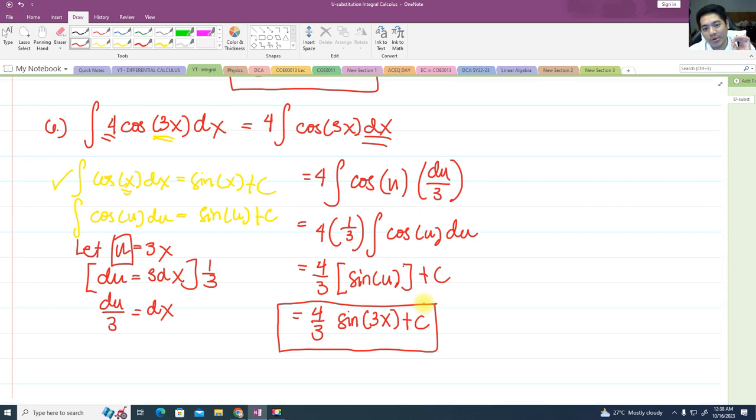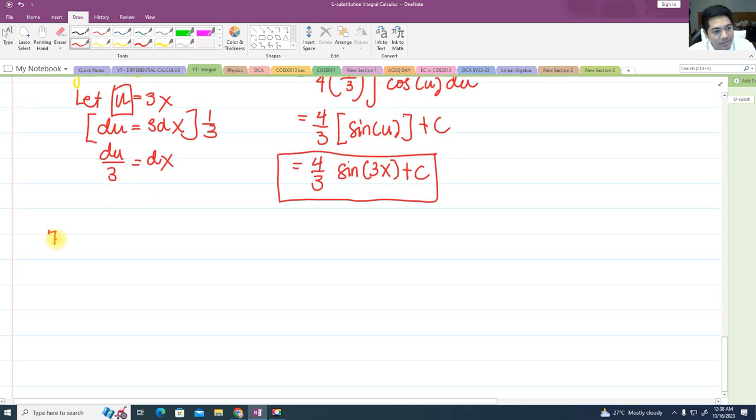So what we did, again: the integral of cosine 3x dx is not equivalent to just sine of 3x plus c. Because for the formula for integration, the x must have a coefficient of only 1 for us to use these formulas. So we have reduced it by converting that 3x using U-substitution.